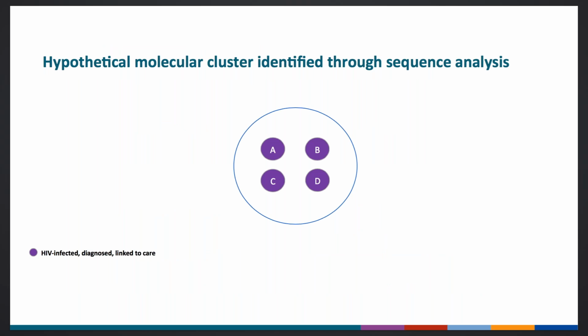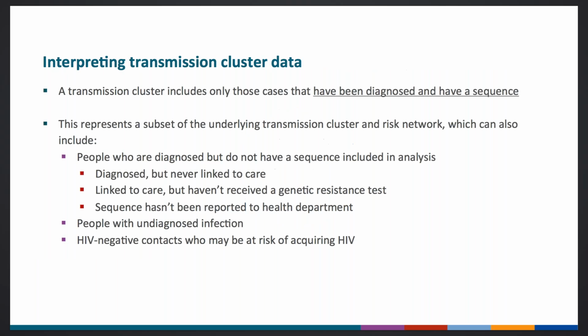So let's think about what we're thinking about when we find a molecular cluster. Let's say that we find this hypothetical cluster of 4 people that are identified through sequence analysis. What that really represents is a part of the cluster.